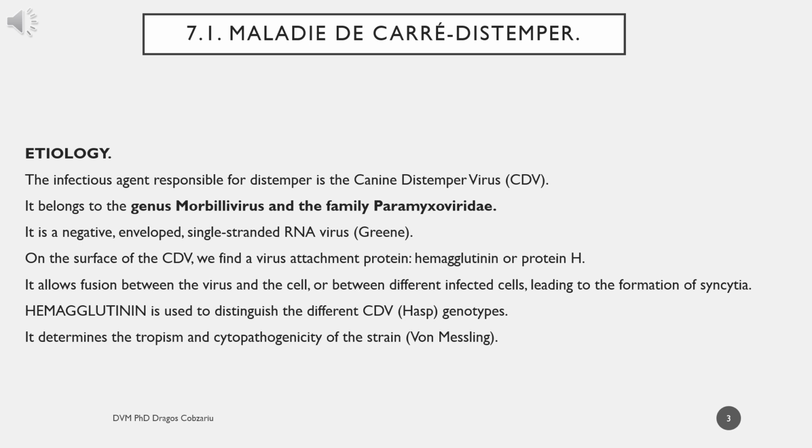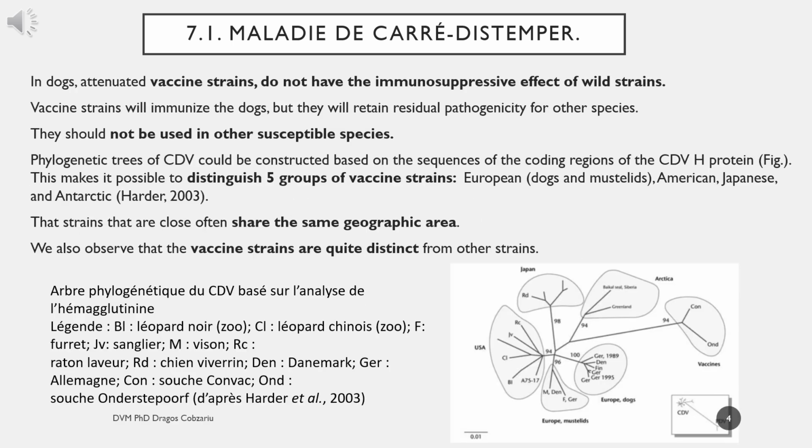Hemagglutinin is used to distinguish the different CDV genotypes. It determines the tropism and cytopathogenicity of the strain. In dogs, attenuated vaccine strains do not have the immunosuppressive effect of wild strains. Vaccine strains will immunize the dogs, but they will retain residual pathogenicity for other species. They should not be used in other susceptible species.